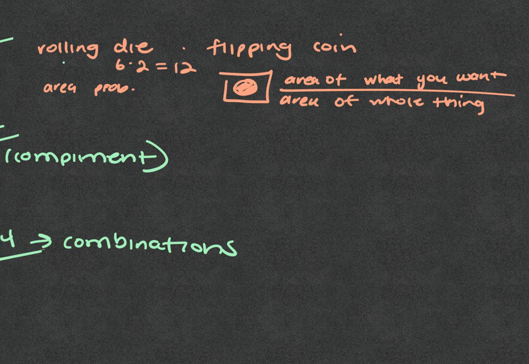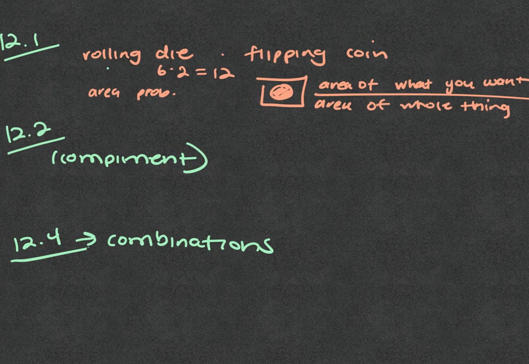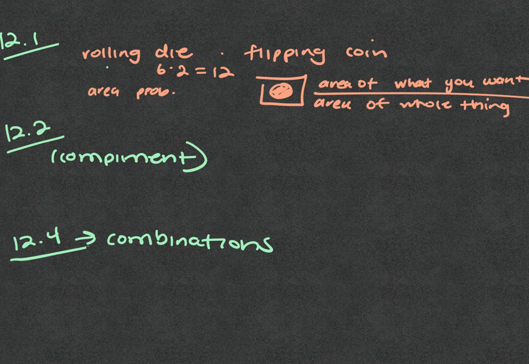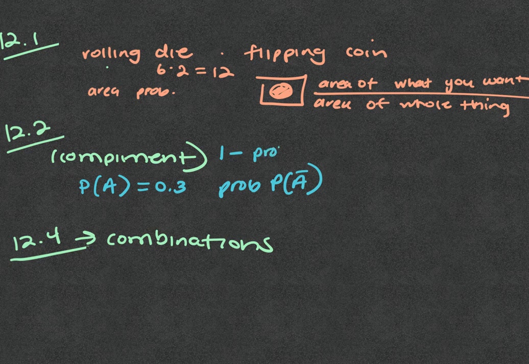Yeah. Okay, good. In 12.2, we talked about the complement of something. If I told you that the probability of A is 0.3, then the probability of its complement, which was the A bar, is what? How do you find the complement? 1 minus the probability, AKA 0.7. Good. So in this case, it would be 1 minus 0.3, which is 0.7.